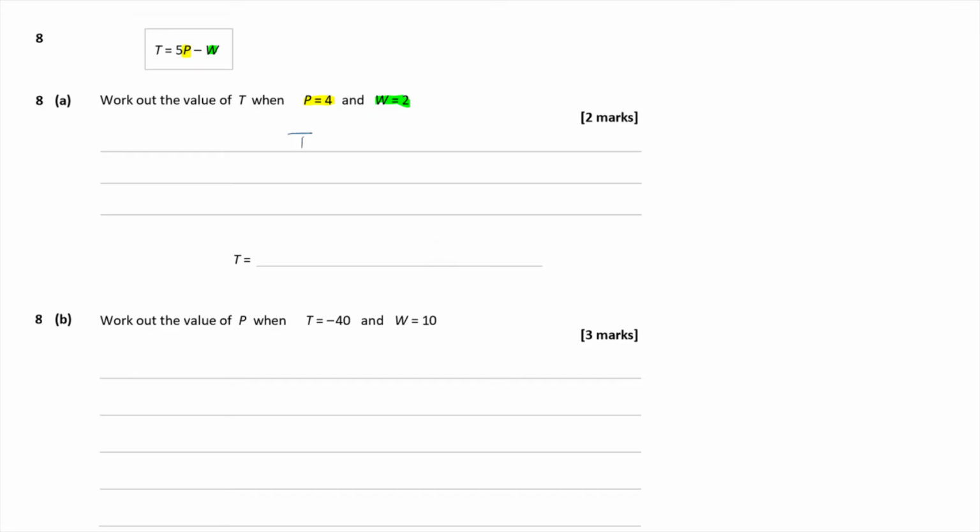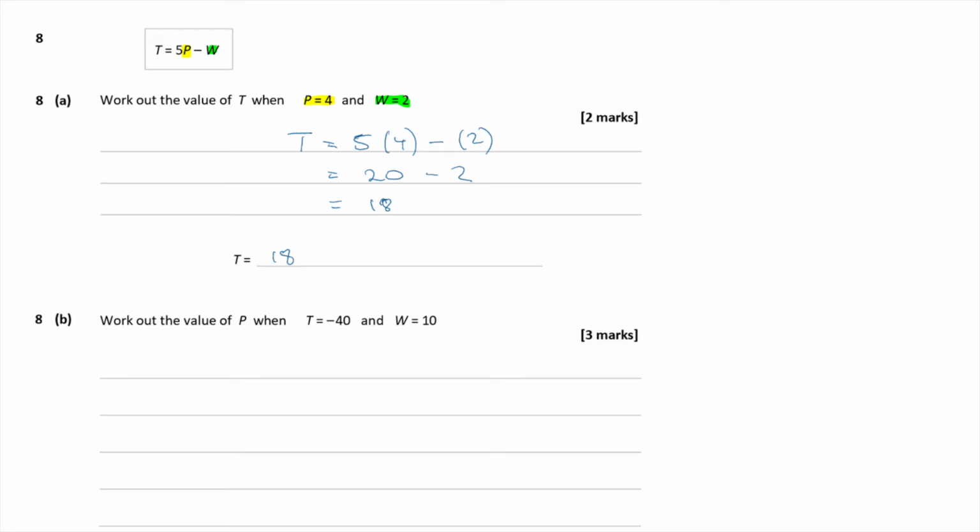Okay? So subbing those in, t is equal to 5 lots of p, we know that p is 4, minus w, when we know that w is 2. Now I like to substitute into brackets like that, just draws attention to where I'm putting the numbers in, and it kind of helps if you've got negative ones actually. We'll look at that in a minute, I think. So then working that out, 5 times 4 is 20, minus 2 is 18. So that's my answer then. t is equal to 18.